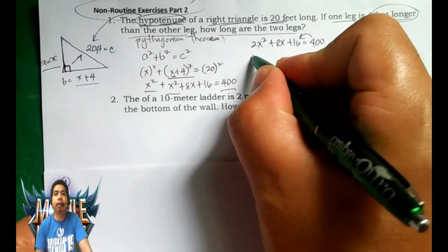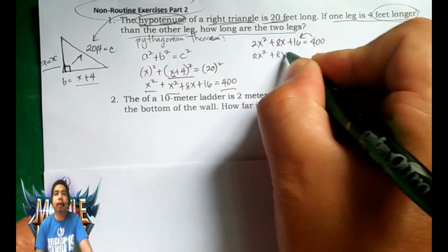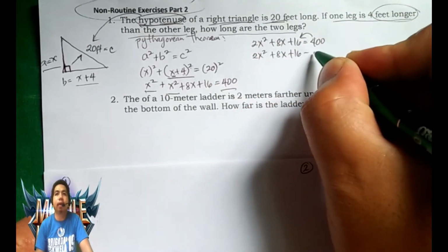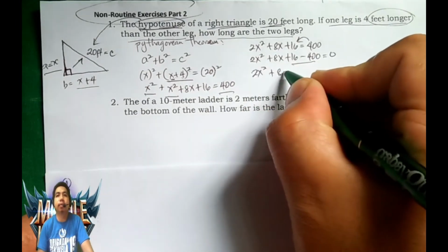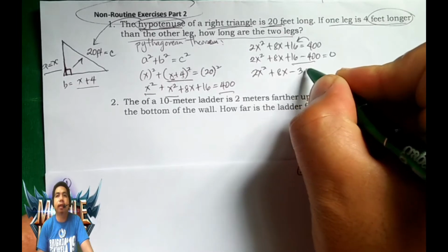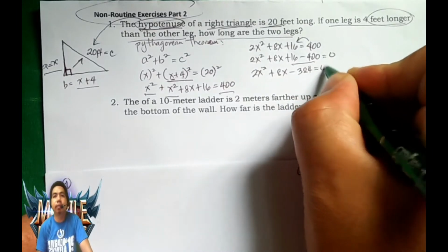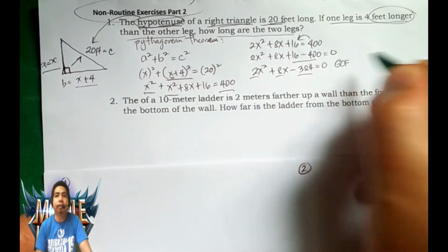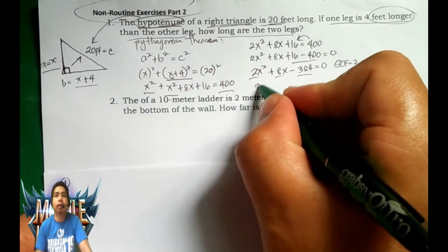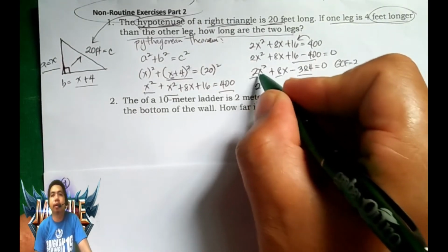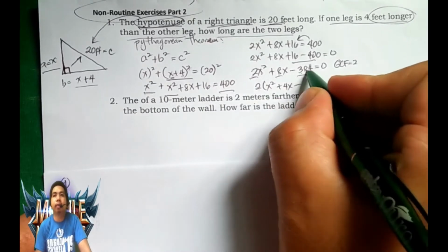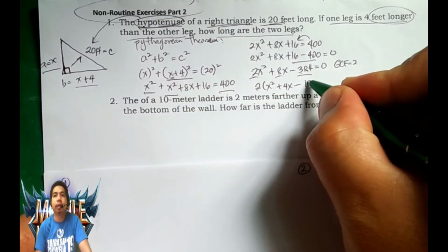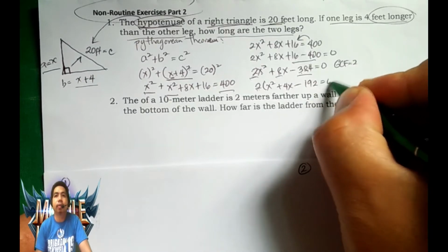Then, transpose nyo 400. So, 2x squared plus 8x plus 16 minus 400. Then, combine the constants, 16 minus 400. So, we have now 2x squared plus 8x minus 384. That will be equal to 0. We can have the GCF. Our GCF is 2, if we consider the constant. So, getting the factor, we have 2x squared divided by 2, that is x squared. 8x divided by 2, that is 4x. Then, negative 384 divided by 2, that is negative 192. And that is equal to 0.